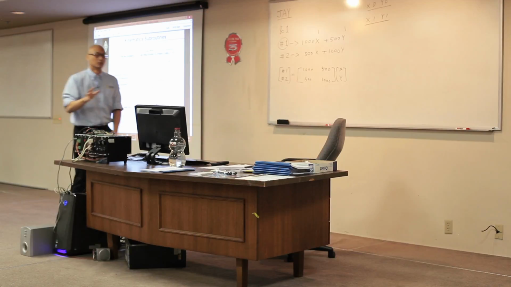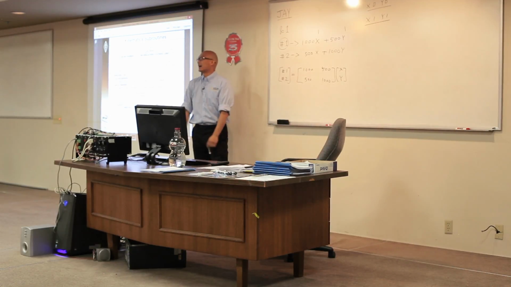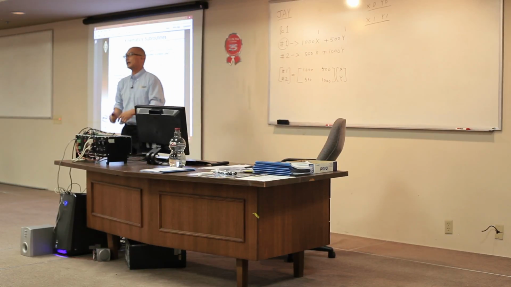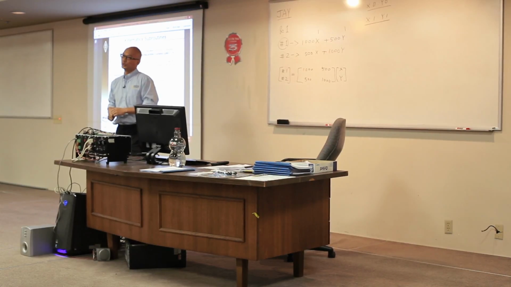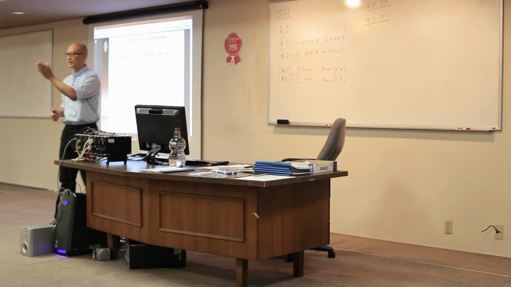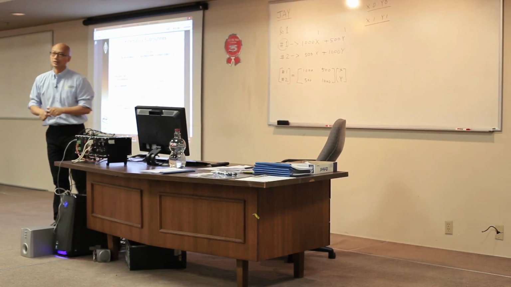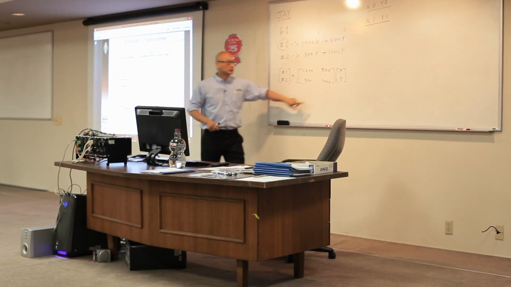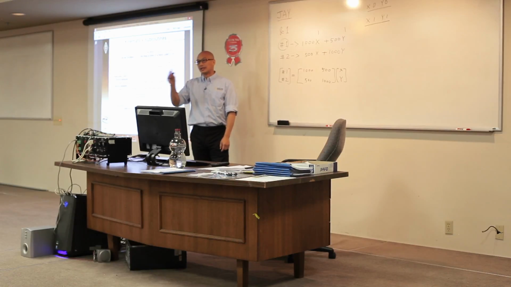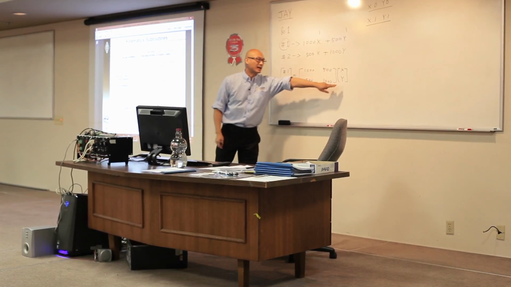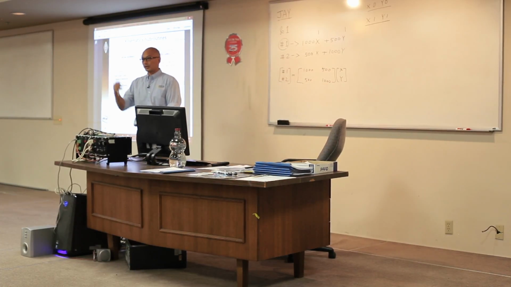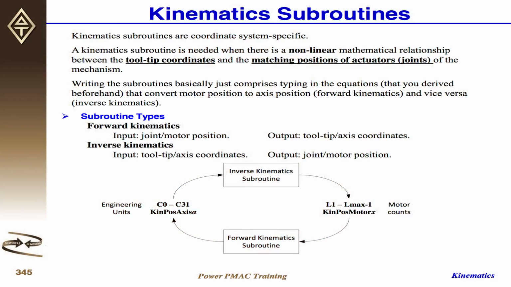Okay? So, basically, kinematics is the same idea. It's just, okay, this relationship here is nonlinear. I cannot put that into a matrix. So we have to define it in another way. So we use a subprogram called forward kinematics program, and an inverse kinematic subprogram. If I want to calculate from motor position to axis position, then I use forward kinematics. If I want to calculate from axis position to motor position, I use inverse kinematics. That's why we have this here.